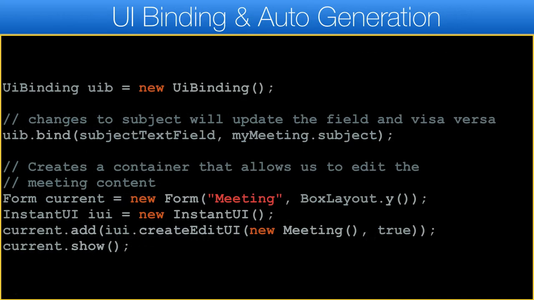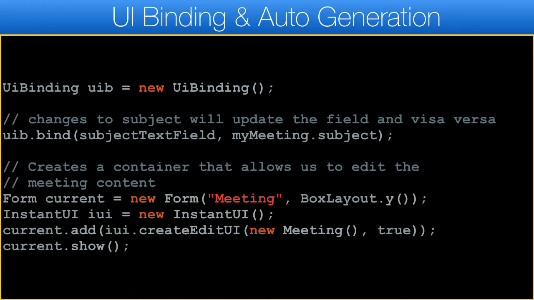Another great capability is the ability to bind an object property to a component. Changes made to the text field will implicitly update the property and vice versa. This can apply to many component and property types, from pickers to checkboxes onwards.